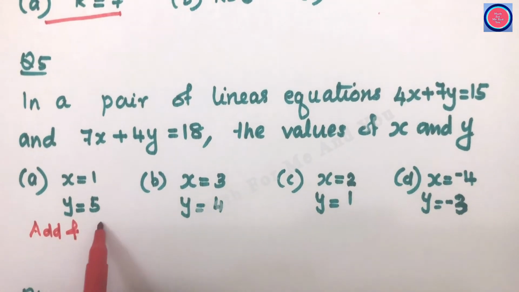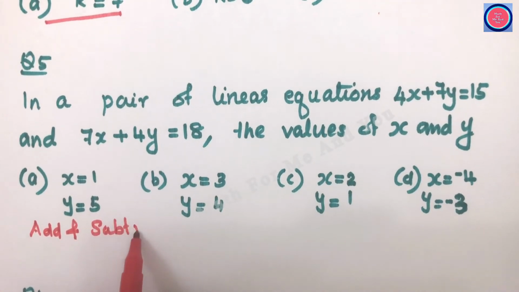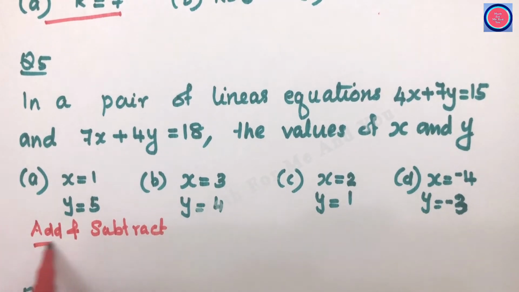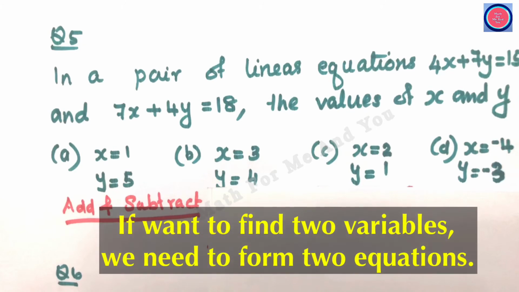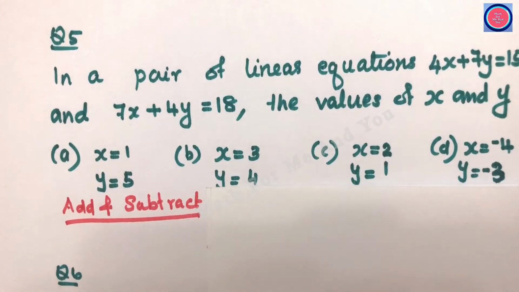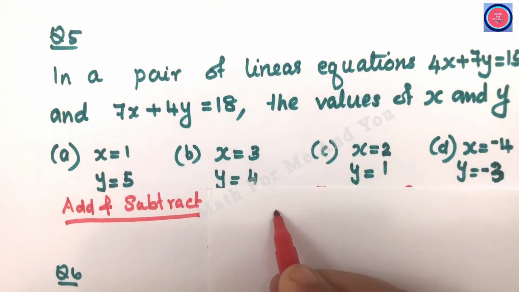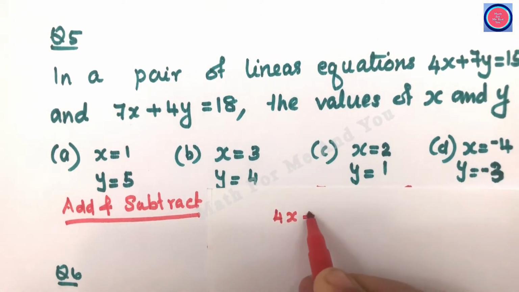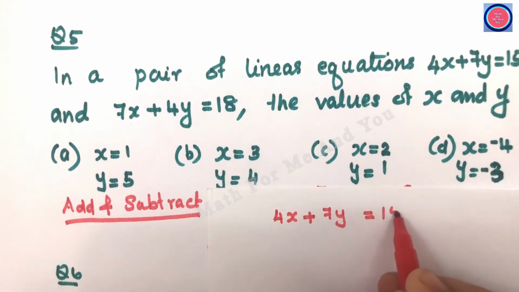So what we will do in this type of questions is we will add and subtract the given two equations, because here we need two variables x and y. We have to get two equations connecting x and y. That's why we add and subtract the given two equations. First write the equations the same as they are, because in both equations the constant is on the right side. So I am not going to write in standard form. I am writing the equations the same as they are.